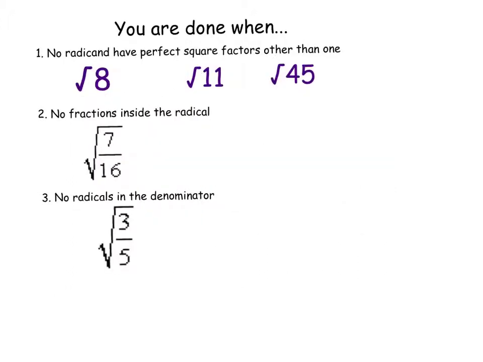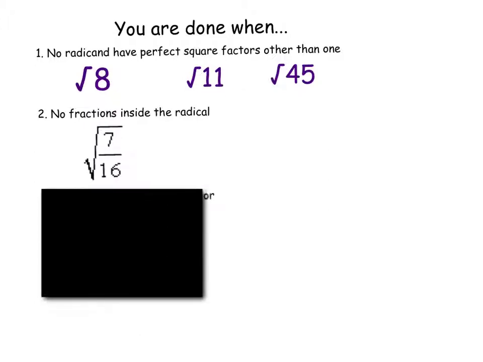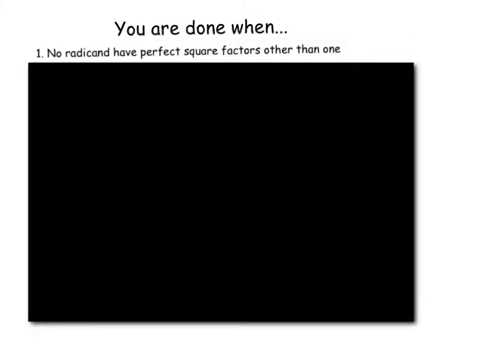Alright, so you know how to simplify now. Now we just need to talk about how you know when you're done simplifying, because that really is the hardest part of simplifying. You know when you're done, first of all, when no radicand has perfect squares other than 1. So radicand is the number underneath. So we don't want that radicand to have any perfect square factors.